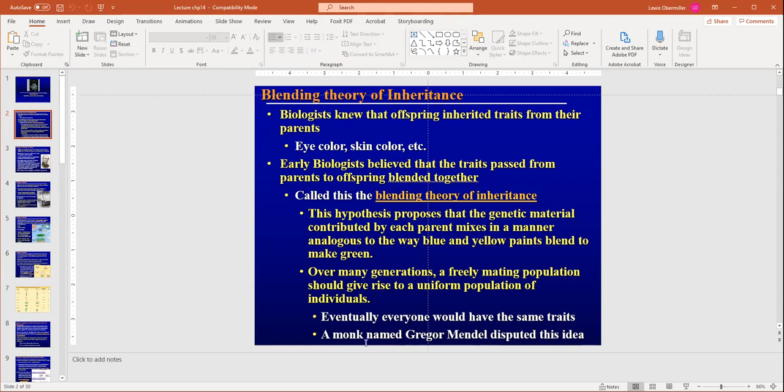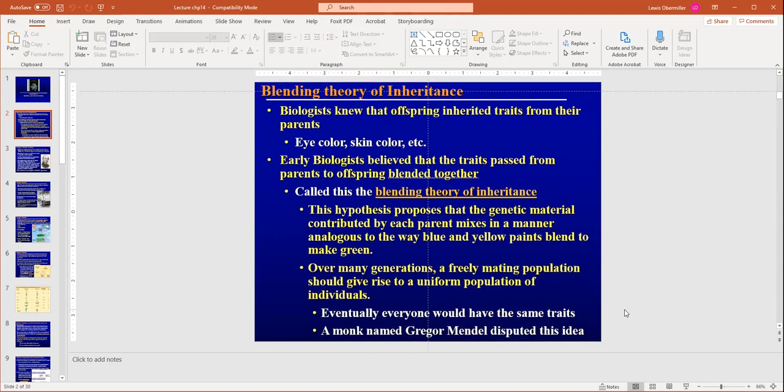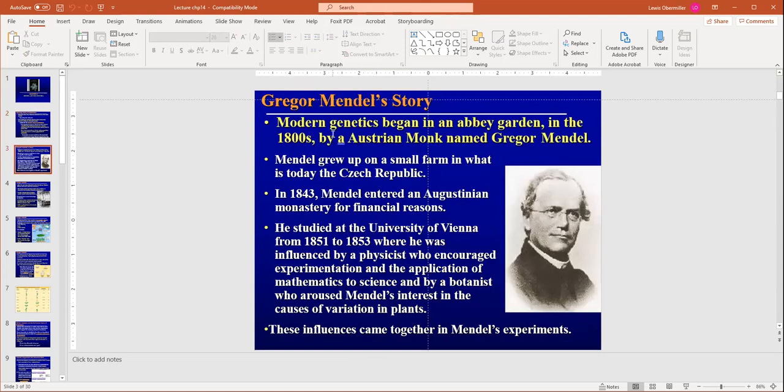And so Gregor Mendel disputed this blending theory of inheritance. He was a scientist. His parents wanted him to be a doctor, but he didn't want to be a doctor. He went to school because they wanted him to go to school. Back in the day, most schools were at monasteries, so he ended up there.